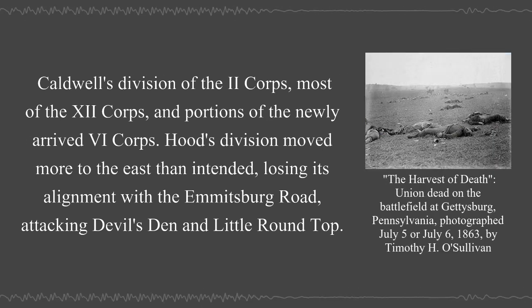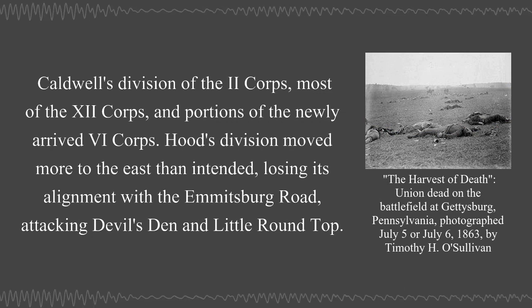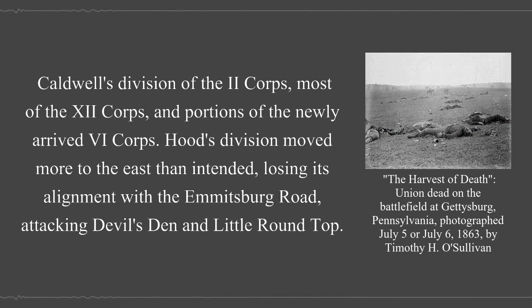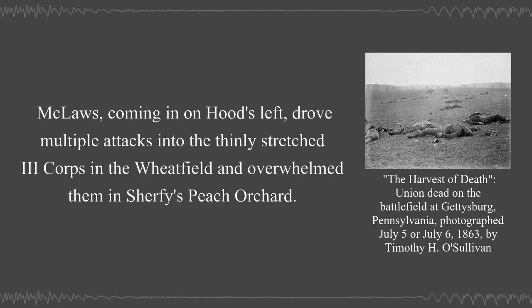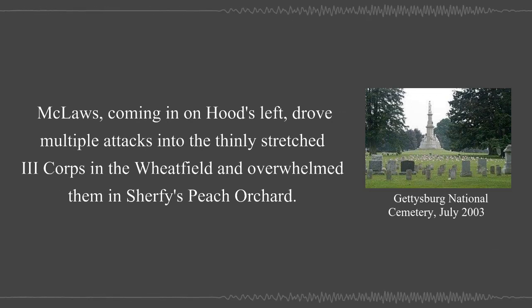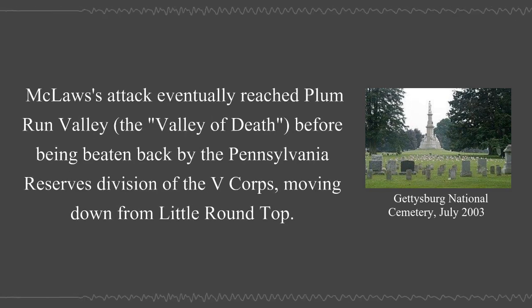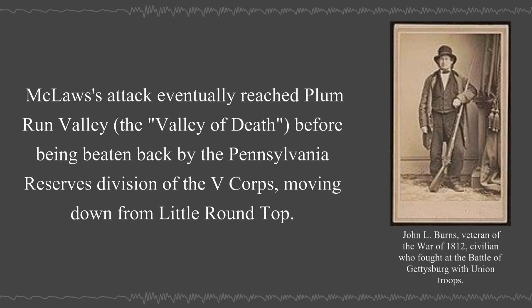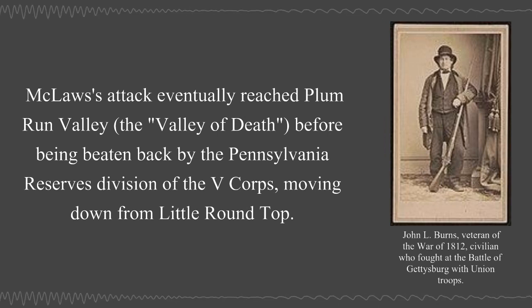Hood's division moved more to the east than intended, losing its alignment with the Emmitsburg Road, attacking Devil's Den and Little Round Top. McLaws, coming in on Hood's left, drove multiple attacks into the thinly stretched 3 Corps in the wheat field and overwhelmed them in Sherfy's peach orchard. McLaws's attack eventually reached Plum Run Valley, the Valley of Death, before being beaten back by the Pennsylvania Reserves Division of the 5 Corps moving down from Little Round Top.